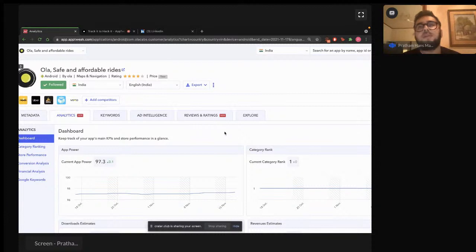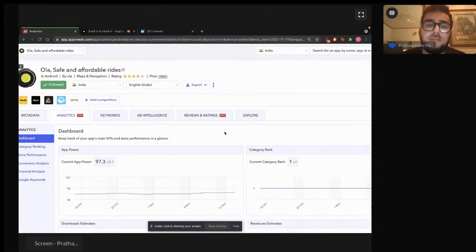Now, this is an important metric because it helps you understand that if my app power is strong, it's easier for an app of a higher app power to rank on much higher volume keywords versus, say, an app that is maybe 10 or 20 in app power. So it's an important metric to gain, and it primarily increases when your category rank increases. That is the rank in the category chosen.